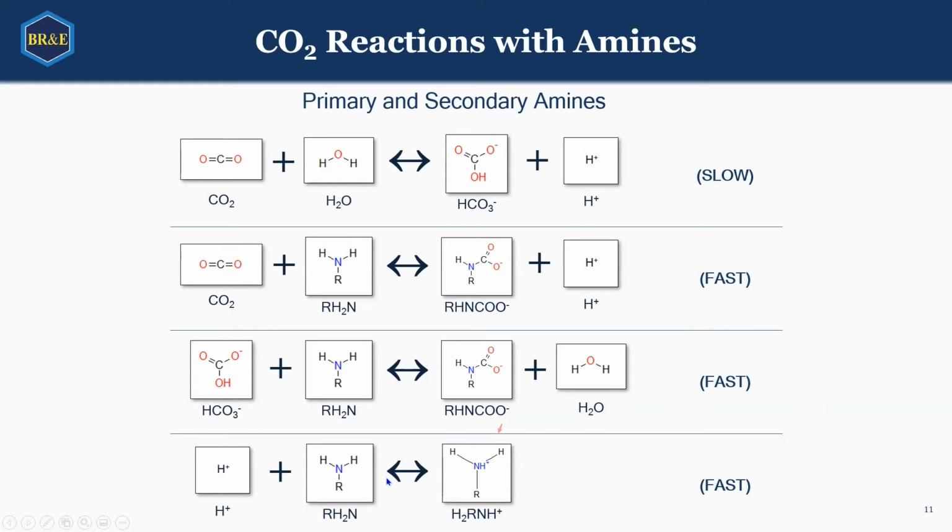Now there's a third reaction, and that's because we are working with lower pH values. At lower pH, you can see that the hydrogen atom will also bond, like join the amine, and it will create the activated form. This reaction is also fast.